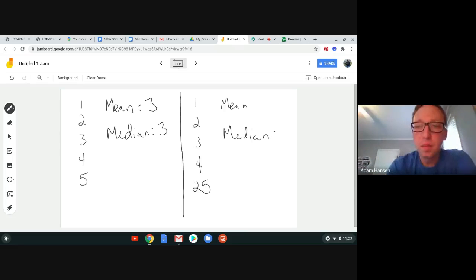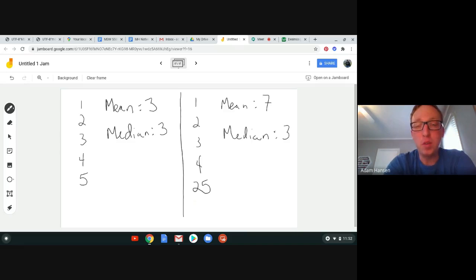The median is still 3, the number in the middle. If I add 1 plus 2 plus 3 plus 4 plus 25, I get 35. Divided by 5 makes 7. The mean is not as resistant as the median when it comes to outliers. It's changed by adding that 25 instead of the 5. The mean is less resistant, the median is more resistant.